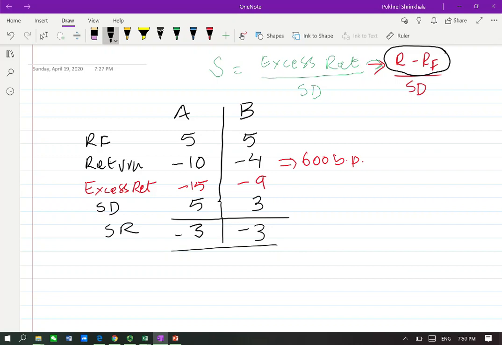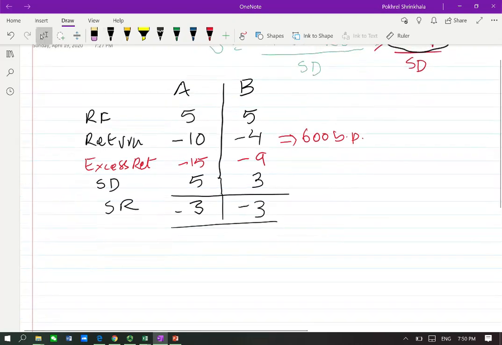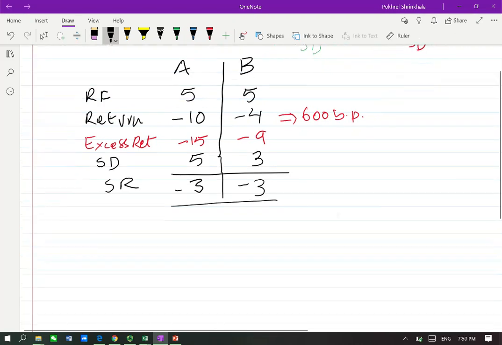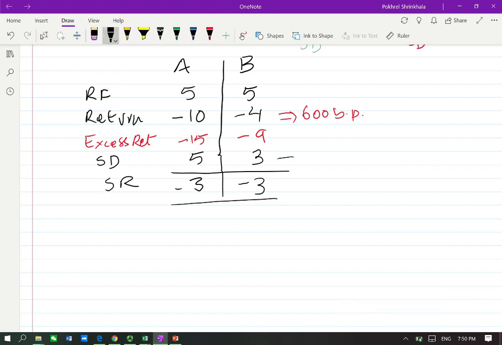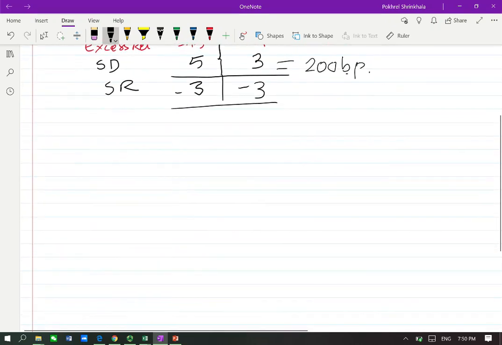Now clearly this should not be the case, because as we said, here we've got 600 basis point higher return enjoyed by fund B, and in the case of standard deviation, there is 200 basis point less risk for fund B. Okay, but this could not be taken care by the technique Sharpe ratio. Now let us see this with the help of modified Sharpe ratio now.